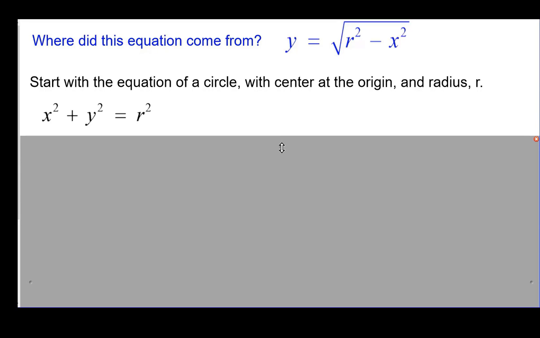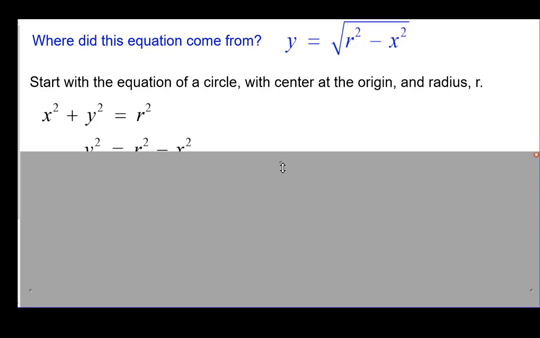First of all, let's talk about where this equation came from. y equals the square root of r squared minus x squared. We're going to start with the equation of a circle whose center is at the origin and has a radius of length r. And that standard equation is x squared plus y squared equals r squared. We're going to solve this for y.